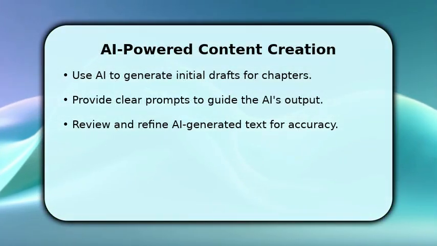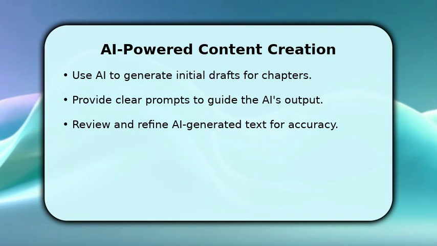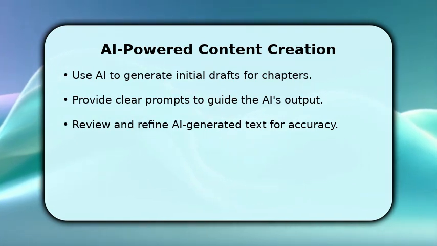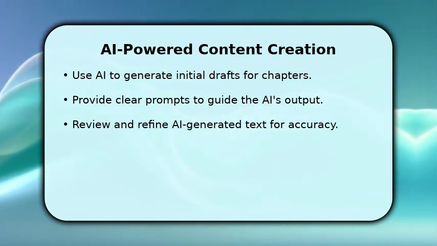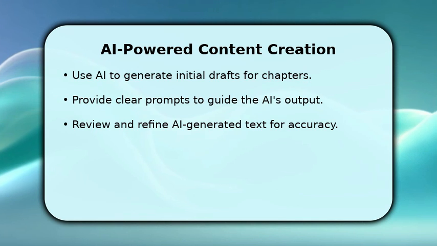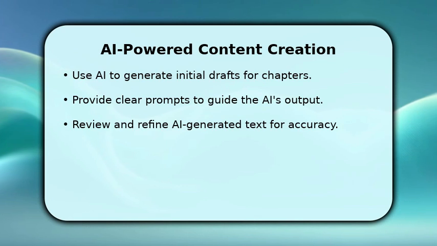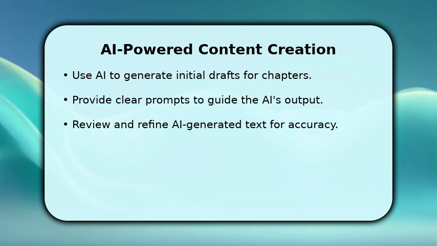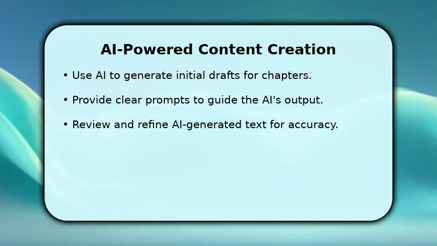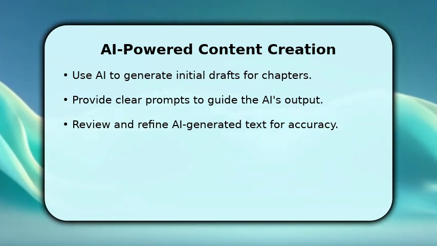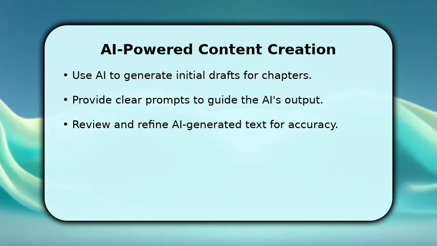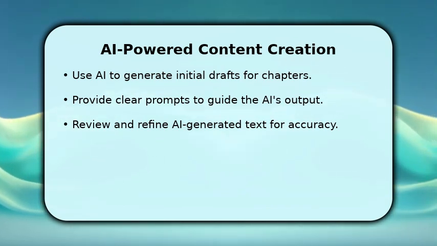Once your outline is ready, leverage your chosen AI tool to generate initial content. Start by feeding the AI specific prompts for each chapter or section. Be precise with your instructions to ensure the output aligns with your vision. Remember, the AI is a powerful assistant, capable of producing thousands of words quickly. However, always review the generated text carefully for coherence and factual correctness.